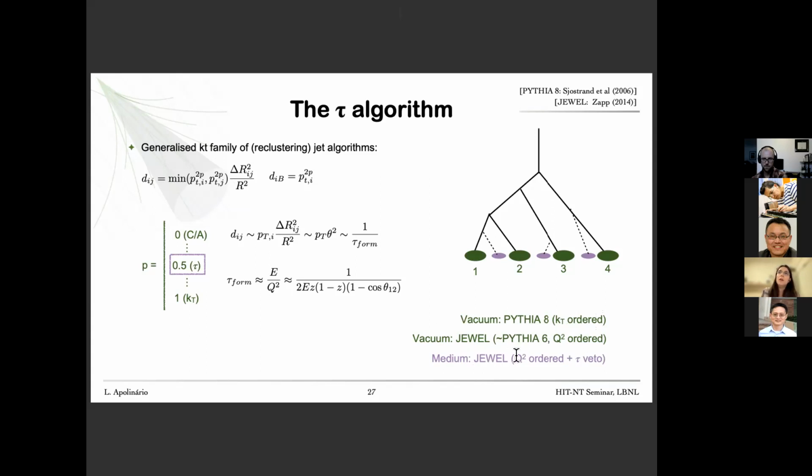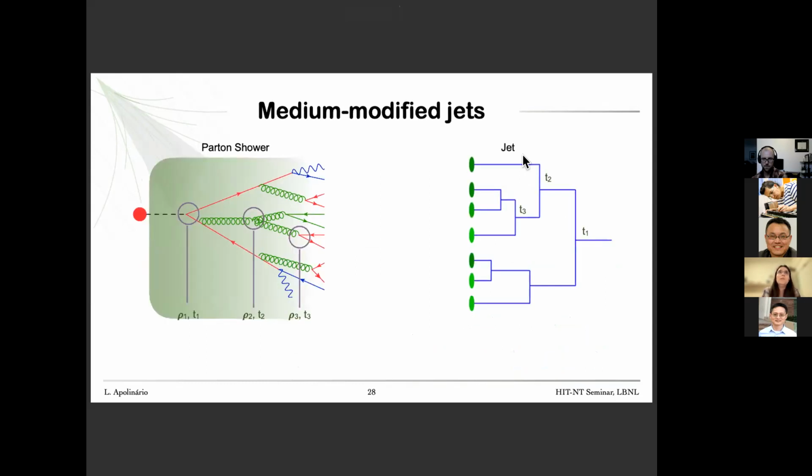And in medium, we still do not have exactly the anti-angular ordering component implemented in the Monte Carlo, but we have something more or less similar, or that tries to resemble it a bit, which is a veto in terms of formation time. So JEWEL is always trying to test, let's say, medium-like emissions, and the ones that have smaller formation times are the ones that are realized. And so we have a parton shower given by our Monte Carlo, and we have our jet.